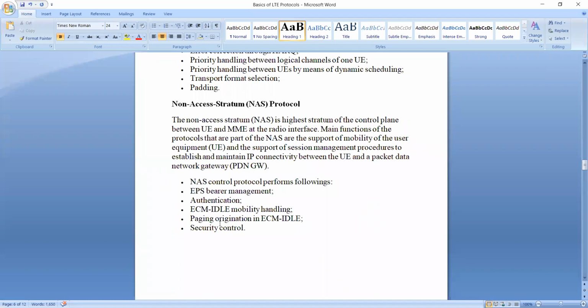And paging origination in ECM idle. Whenever your UE goes into ECM idle, it means there is no connection between UE NAS layer and MME NAS layer, and somebody is calling you or sending you some video on WhatsApp. So how will UE receive it? MME NAS layer will send a paging message directly to UE NAS layer. So it works in case of ECM idle. Paging will be originated from MME to UE NAS layer.